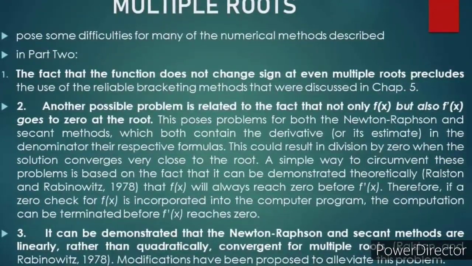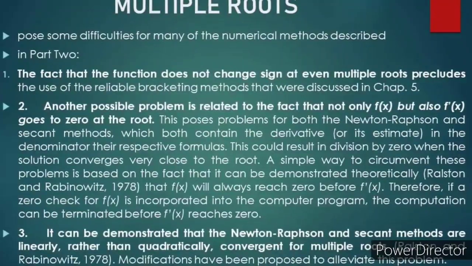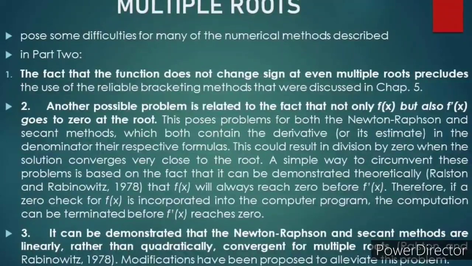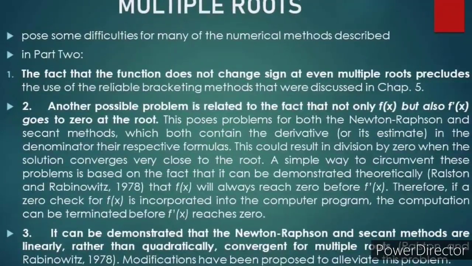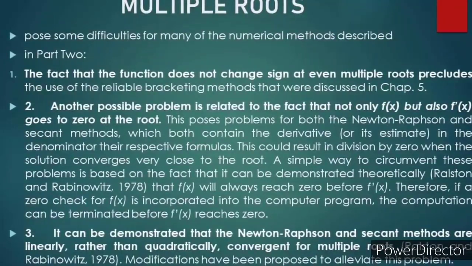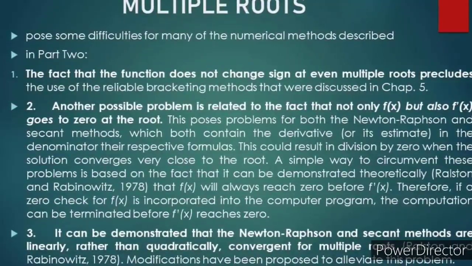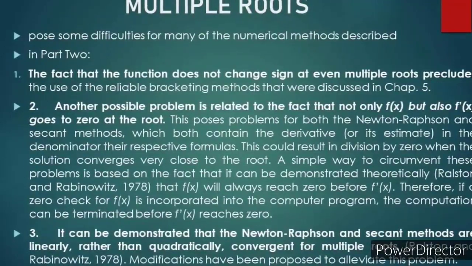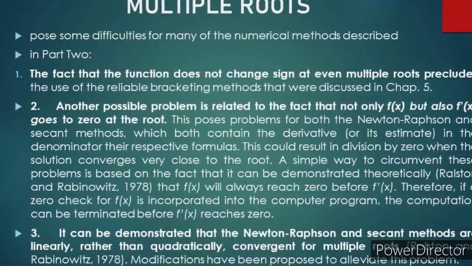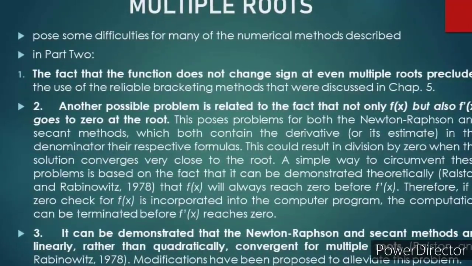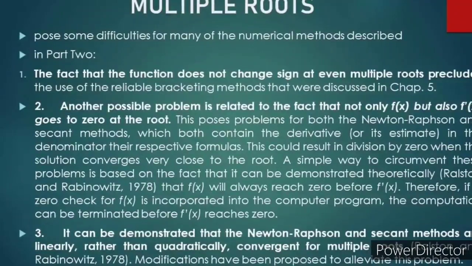A simple way to circumvent this problem is based on the fact that it can be demonstrated theoretically (Ralston and Rabinowitz, 1978) that f(x) will always reach 0 before f prime(x). Therefore, if a zero check for f(x) is incorporated into the computer program, the computation can be terminated before f prime(x) reaches 0.